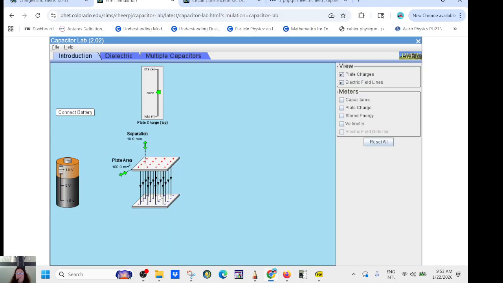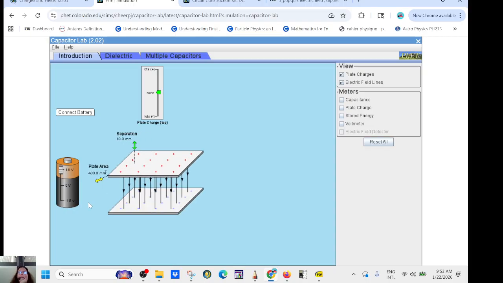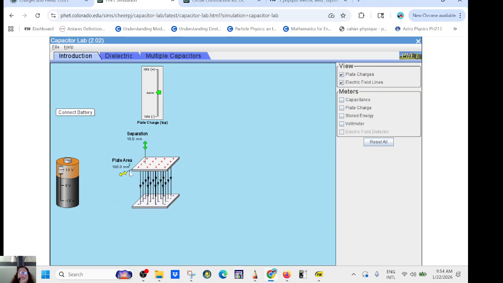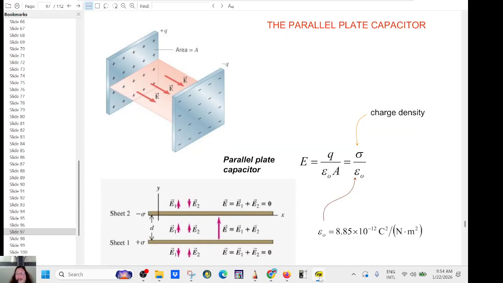So here you have a capacitor. For each plus, you get a minus. The electric field is uniform. And it's going to be sigma over epsilon 0, which depends on the area. You can increase the area. If you increase the area, you see electric field decreases. If you decrease the area, it's going to increase. Okay, so we have this here.